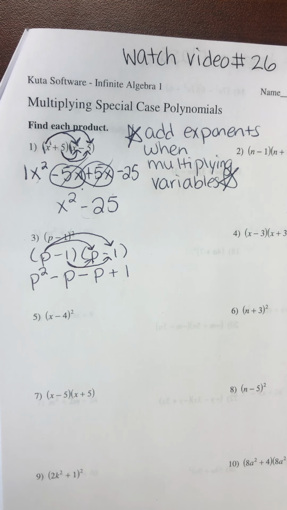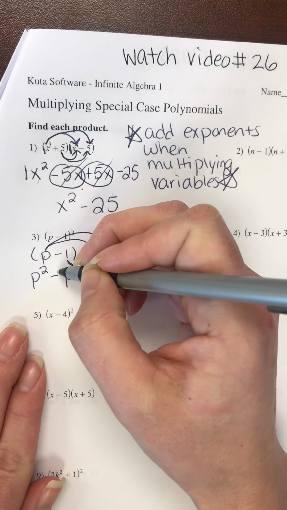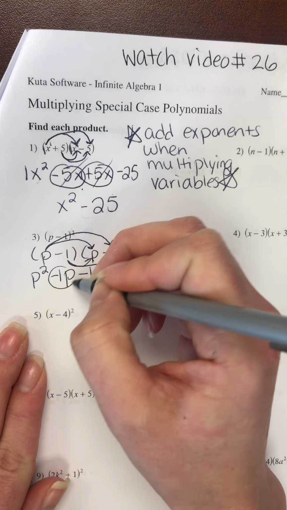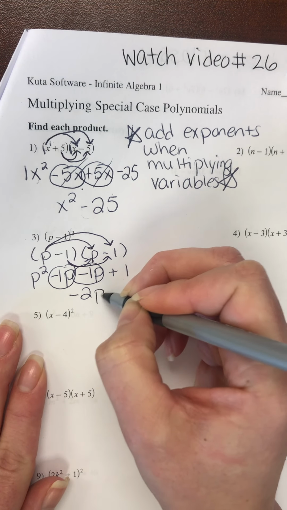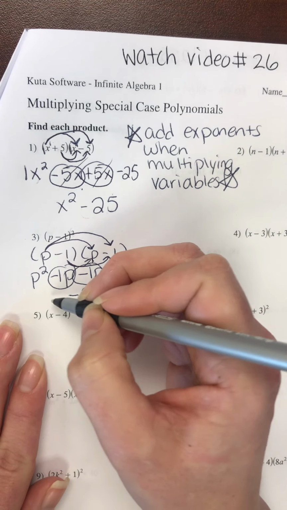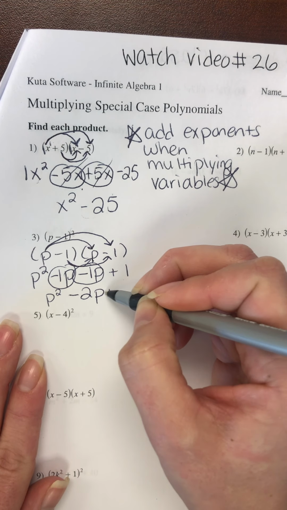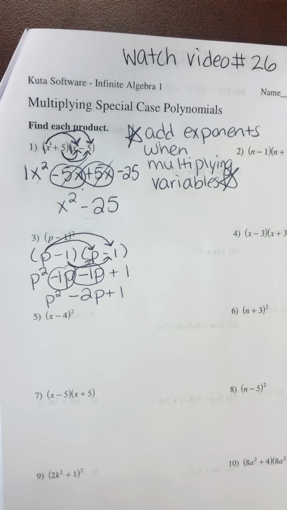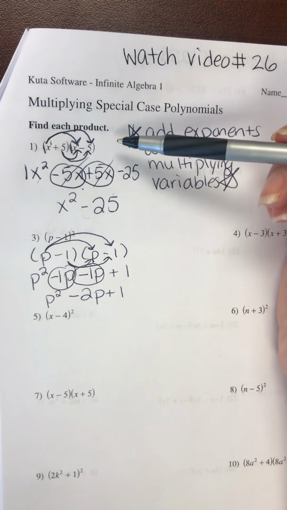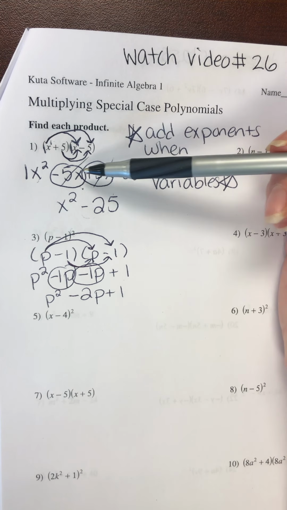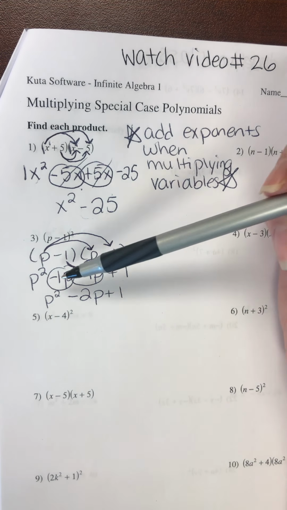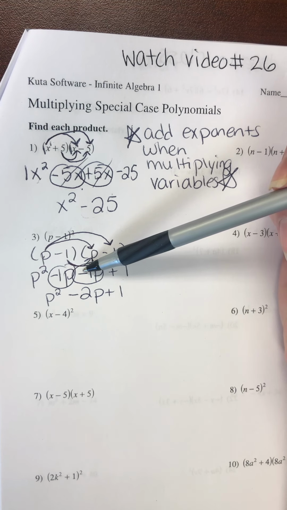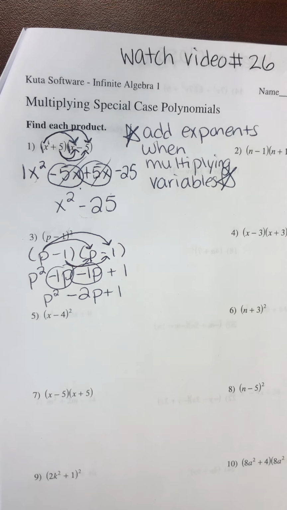Now that I have done my double distribution, I'm going to combine my like terms. So I have a negative 1p minus 1p would give me negative 2p. And I carry down everything I have left. So the difference in number 1 and number 3, number 1, my middle terms canceled out because one was a positive, one was a negative. And number 3, they were both negative. So I got a negative 2.